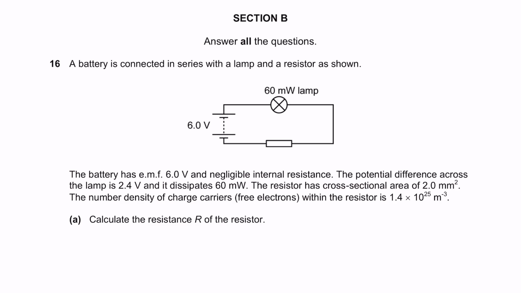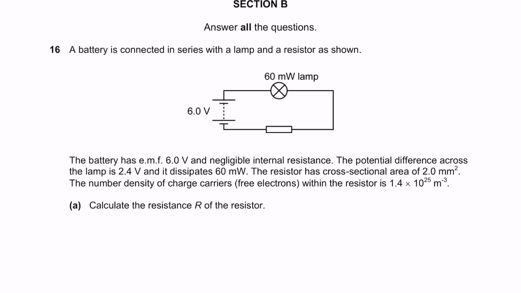So let's get started with question number 16, which says that a battery is connected in series with a lamp and a resistor. The battery has an EMF of 6 volts and a negligible internal resistance. The potential difference across the lamp is 2.4 volts, and it dissipates 60 milliwatts of power. The resistor has a cross-sectional area of 2 millimeters squared, and the number density is also provided to us. So we need to calculate the resistance R of the resistor.